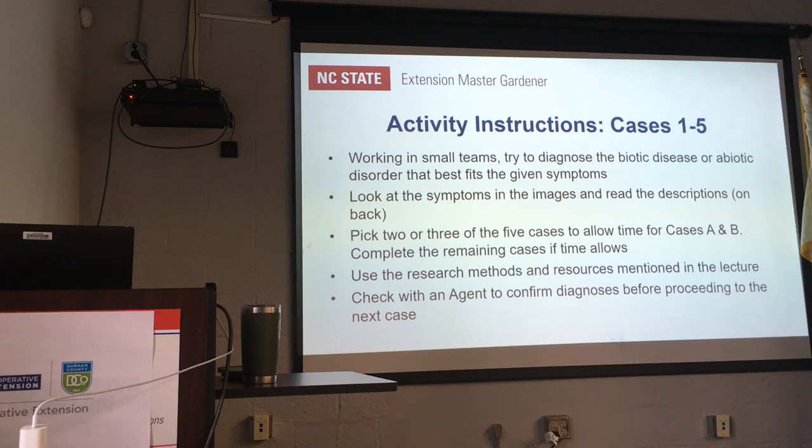Case 1 is a little tricky, but maybe if you want to work gently into this, start with case 2 or case 3, and then anyway. So do that as a group, and we'll spend maybe 15, 20, 30 minutes on that section. And then, time permitting, we'll move on to the diagnostic exercise.